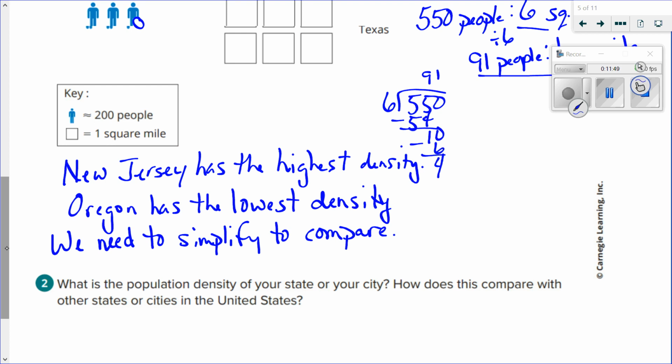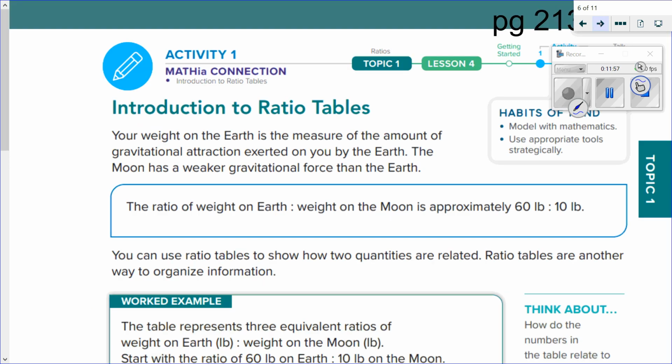Doesn't make sense. We understand now the importance of getting to that common denominator and compare. Okay? So we're not going to worry about number 2 today. We don't have that data readily available. Let's go ahead and go to page 213.